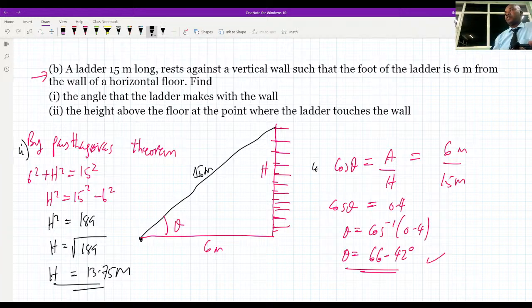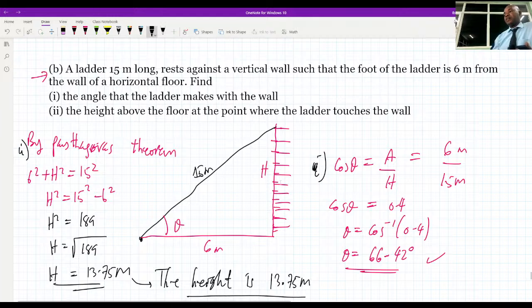So that is the solution for Roman 2. This is for Roman 1. The height above the floor at the point where the ladder touches the wall. So you're going to conclude that the height is 13.7 meters, dear students. So we managed to solve 2 questions.